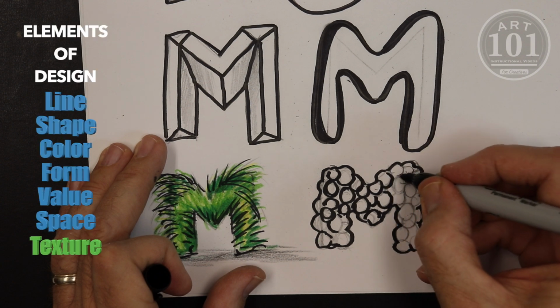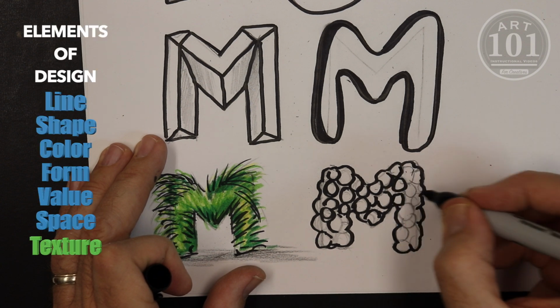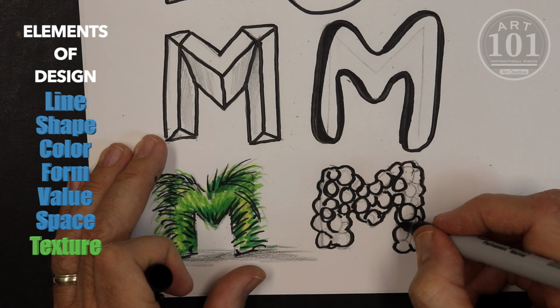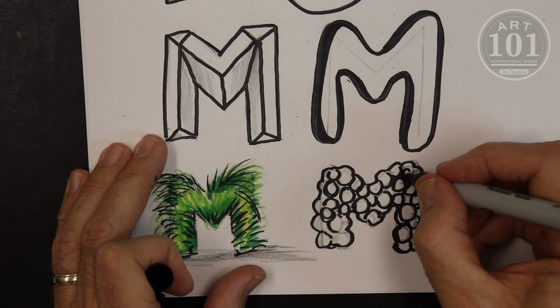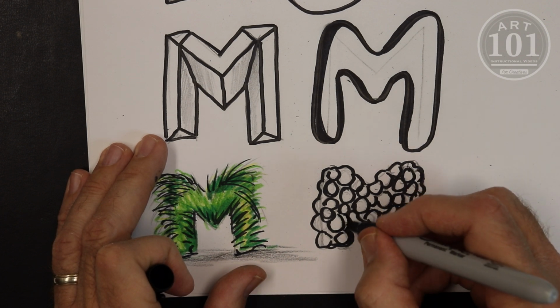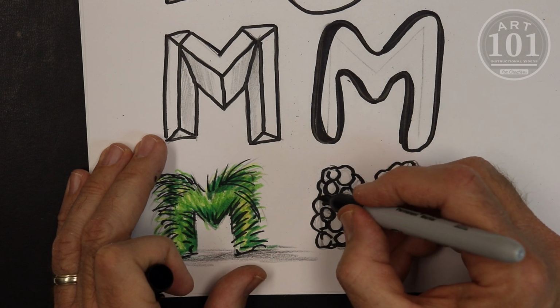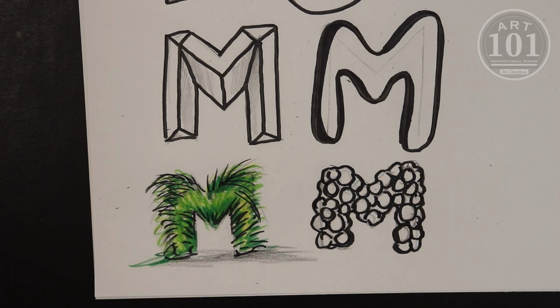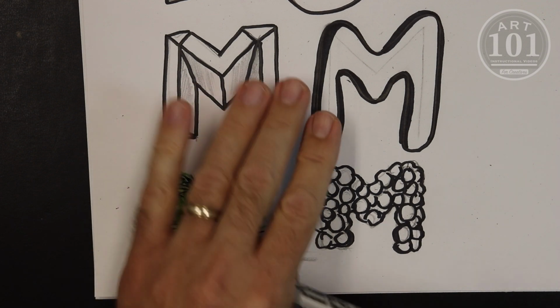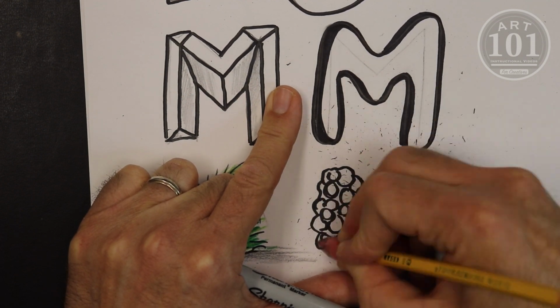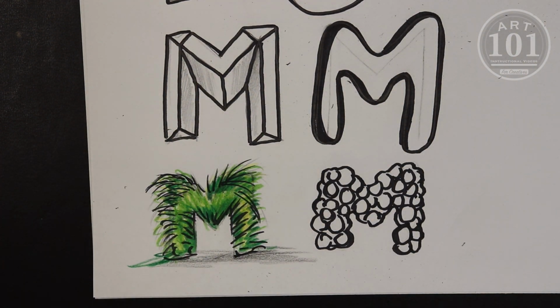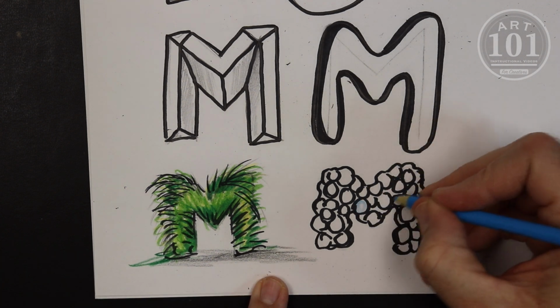This definitely has some texture to it. Looks like it would probably be pretty bumpy if you actually could feel this letter. But you definitely know it's the letter M, right? Let's see if we can erase now some of this, get rid of some of that pencil. Now, if I wanted to choose my colors, I could choose some blues.